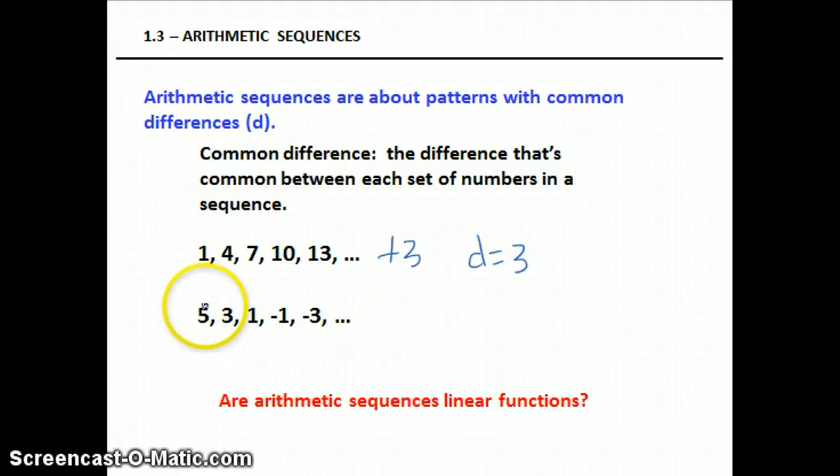Now here in this example, we've got from 5 to 3, we're going to subtract 2. 3 to 1, we subtract 2. Subtract 2, subtract 2. So if we're going to subtract 2, then our common difference is going to be negative 2. And yes, arithmetic sequences are linear functions.